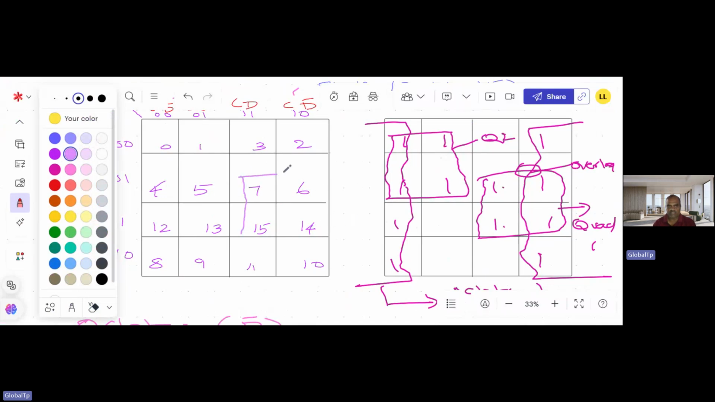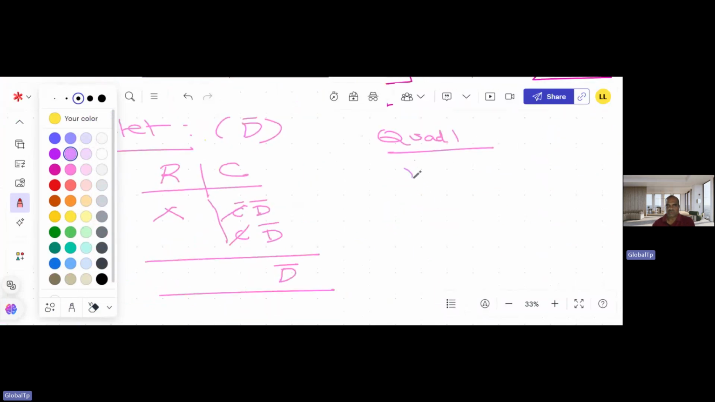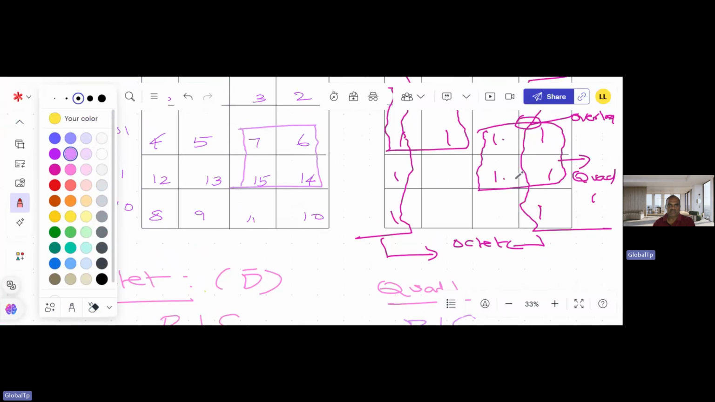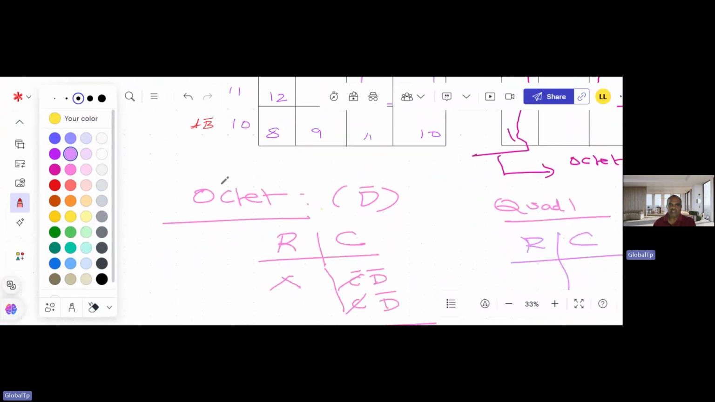So I am forming a group here. This is my quad, called quad 1, so I need to write the quad 1 answer. One is row and another one is column. What are the corresponding rows? These two rows: 7 and 6 correspond to A bar B, and 15 and 14 correspond to AB. So I need to write those 2 rows.